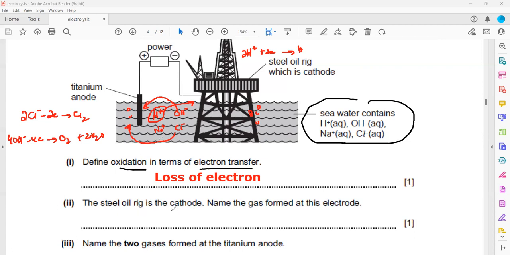So the steel oil rig is a cathode. Name the gas which is formed at this. Which gas is formed at the cathode? That is hydrogen. And as you can see, the third part says name 2 gases which are formed at the anode. Why are they saying 2 gases? Why did they not say only 1 gas? Because both possibilities are there. If it is concentrated, there is a possibility of chlorine gas. If it is dilute, OH will move, so there is a possibility that oxygen gas will be there. So you have to write chlorine and oxygen both.